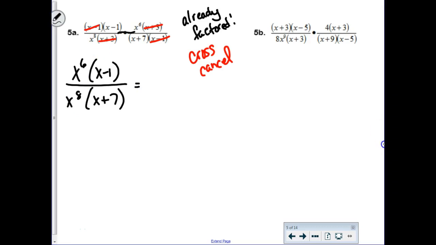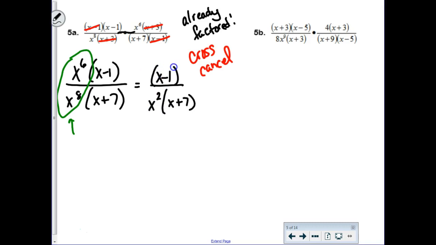So we are not done because of these monomial features here, right? If you have 6 of them over 8 of them, that means when you subtract them, you'll have x to the second left here in the denominator. So your x minus 1 is still up in the numerator, but now you're going to have x to the second in your denominator over x plus 7. And again, I always encourage you guys to use parentheses around your binomial factors and your trinomial factors, because then you won't do anything weird with the cancellation that shouldn't happen.